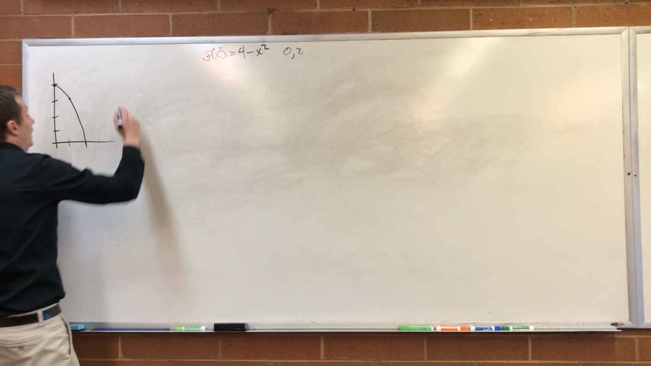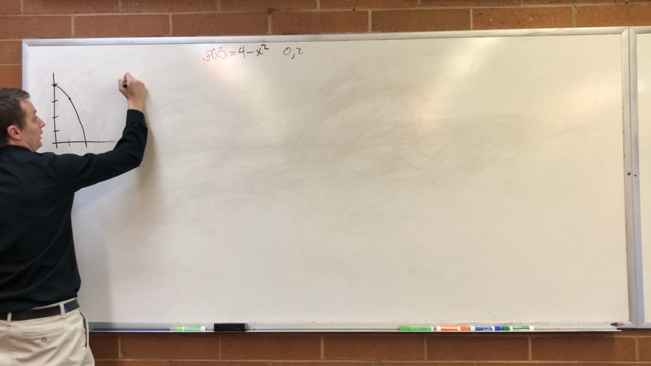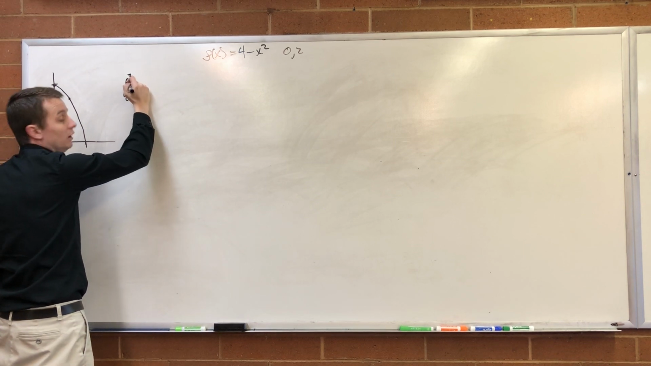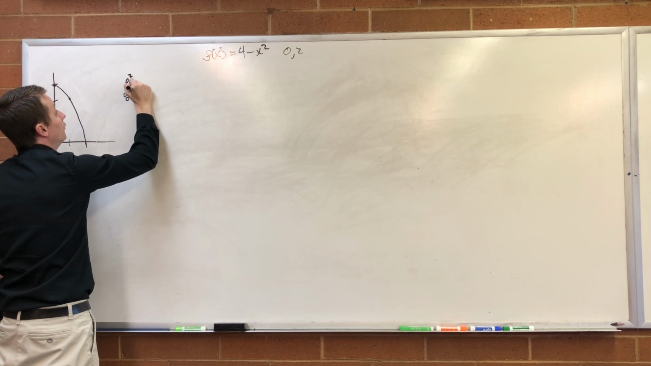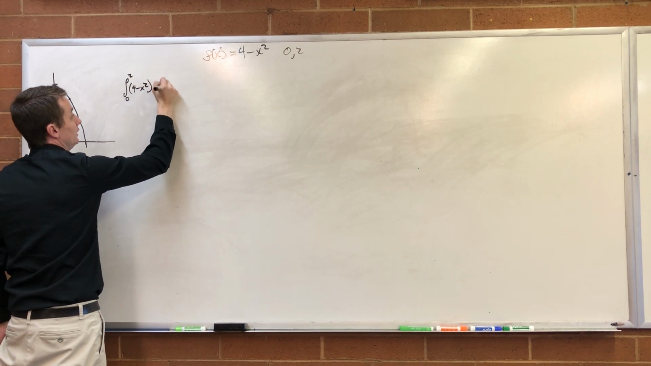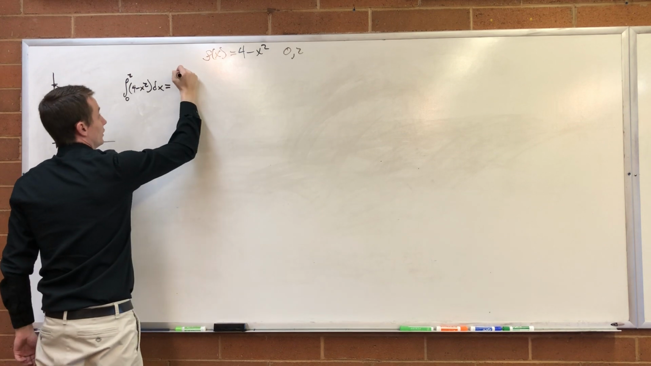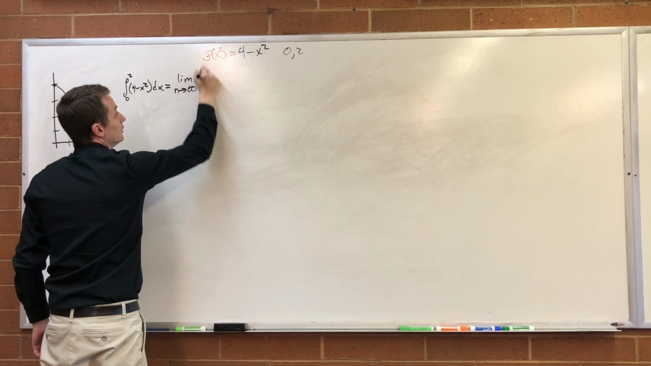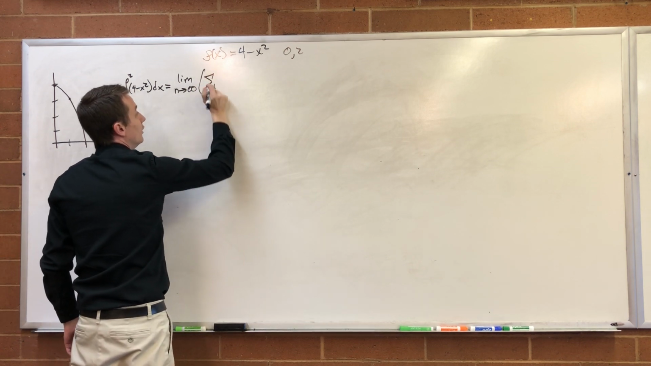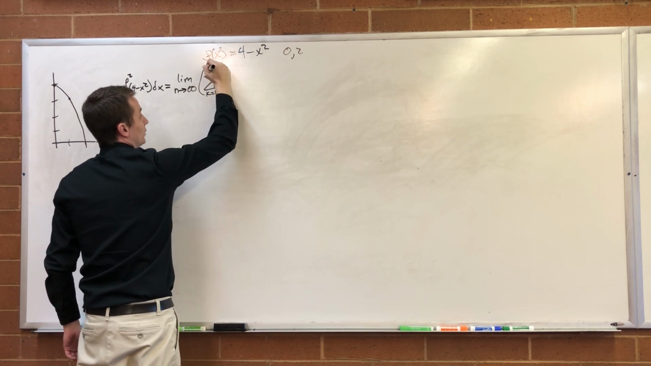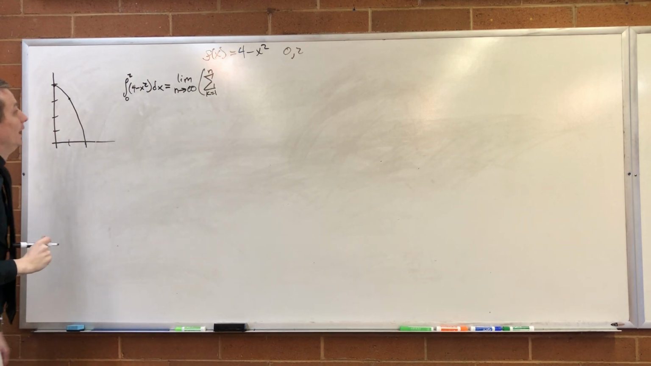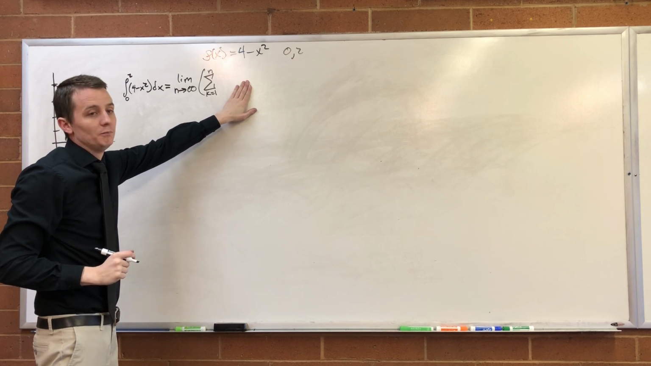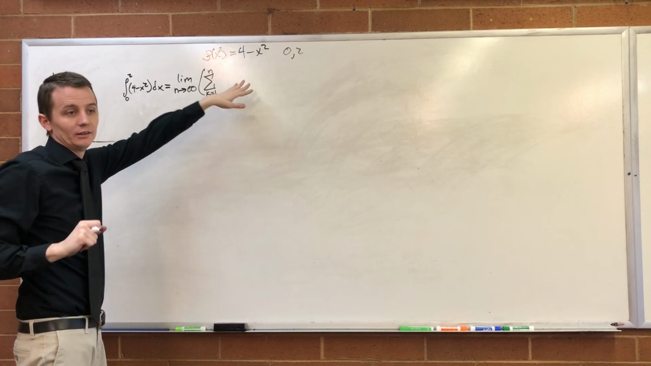So we're trying to calculate the integral from 0 to 2 of 4 minus x squared dx. So this is equal to the limit as n approaches infinity of the sum from k equals 1 to n. We're going to sum up n rectangles. And in here, I'm going to have base times height. Is it always base times height? Yep, that's the area of a rectangle.